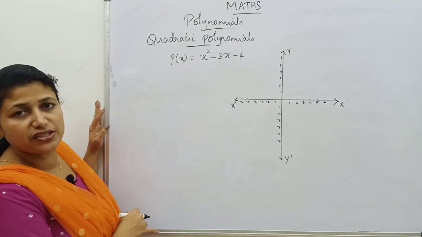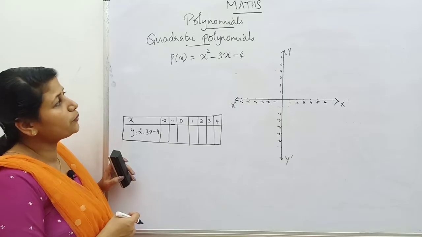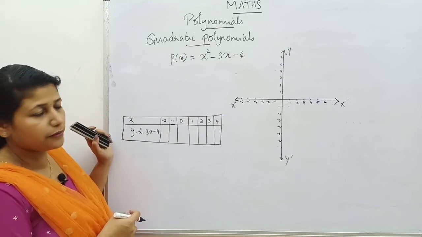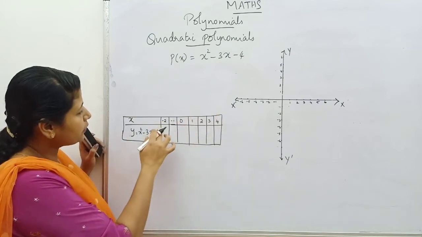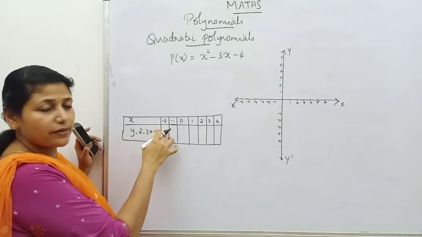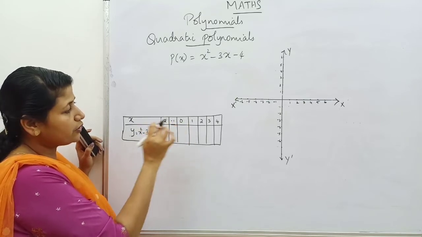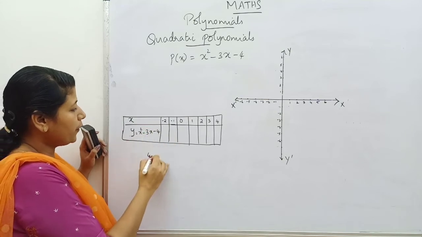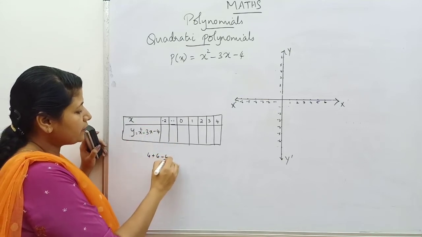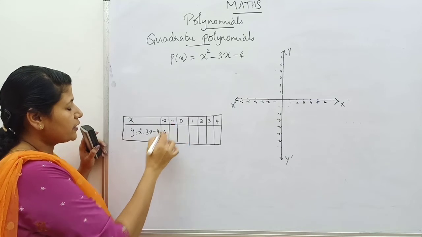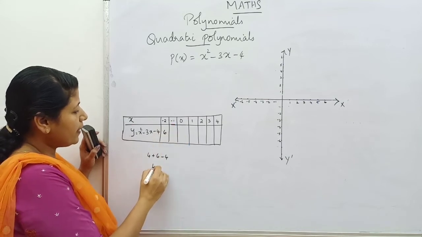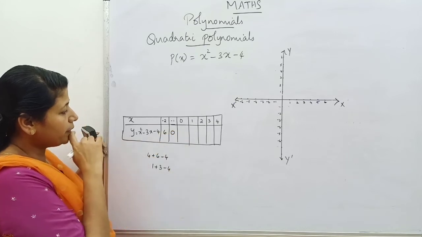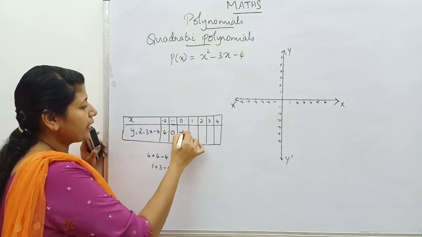x square minus 3x minus 4. Here also we want to draw a tabular column and plot the points on the graph. We have assigned some values for x: negative 2, negative 1, 0, 1, 2, 3, 4. When you substitute negative 2, it will be 4 plus 6 minus 4, which is 6. If we substitute negative 1, it will be 1 plus 3 minus 4, which is 0. Then what about 0? This will be negative 4.